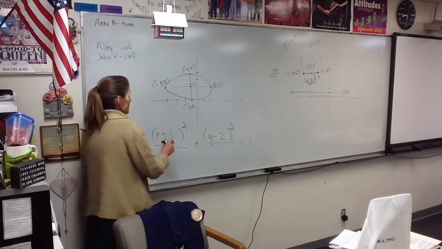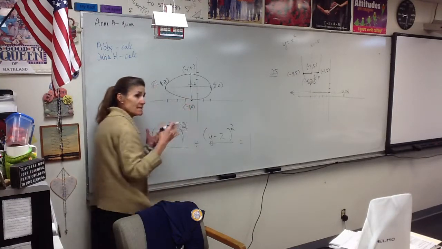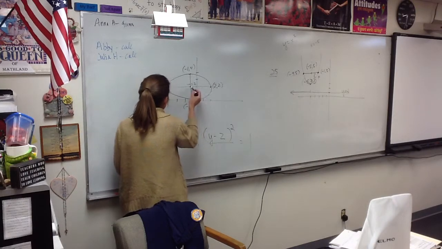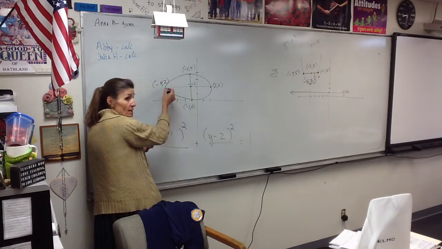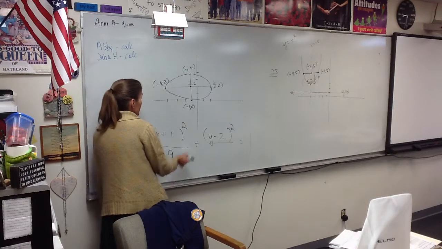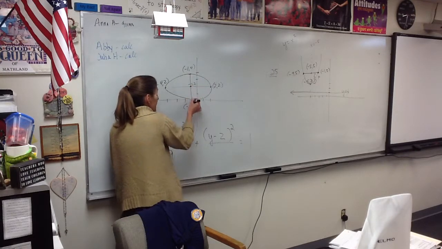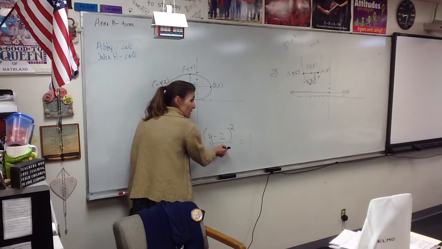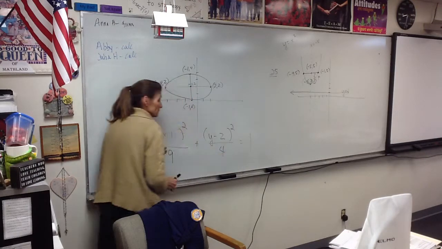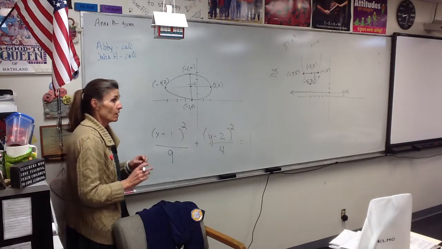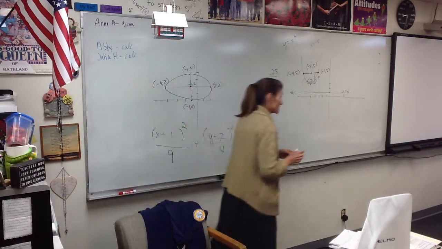The denominators are like the radius numbers. So since we're going sideways, it looks like 3. This number would have to be a 9. And since we're going up and down 2, this number would have to be a 4. Hopefully that rings some bells.